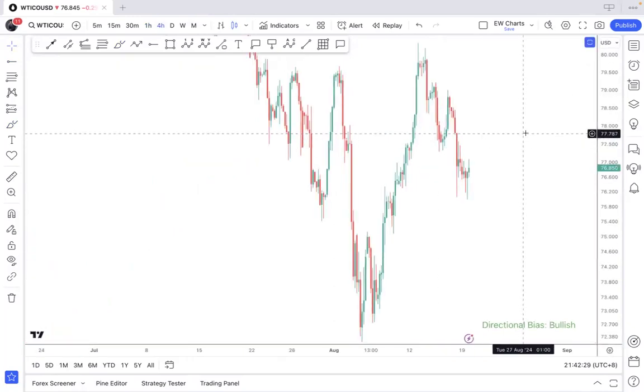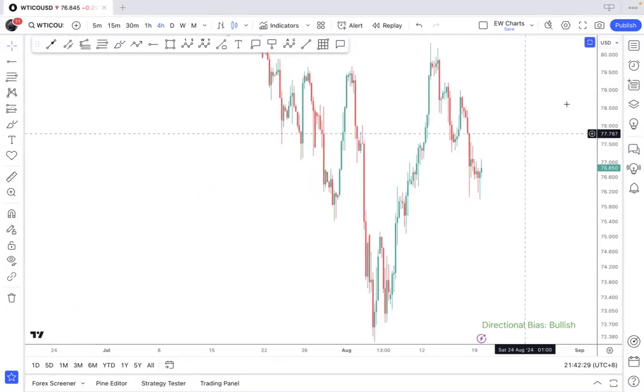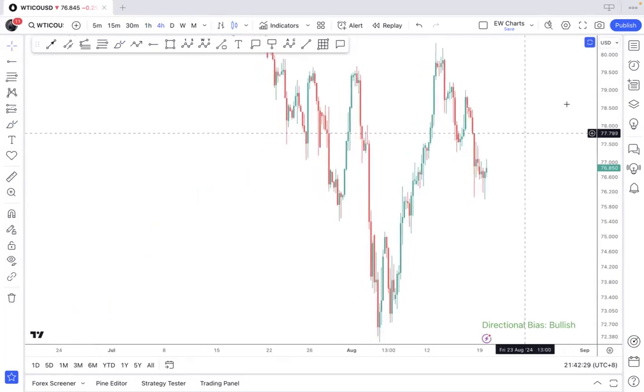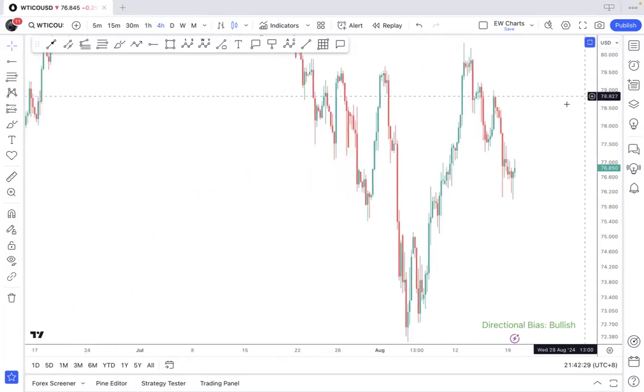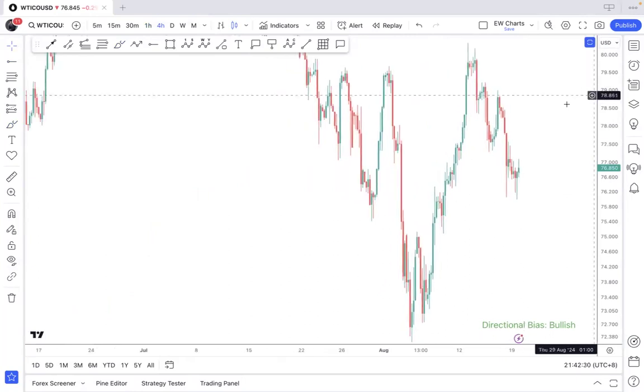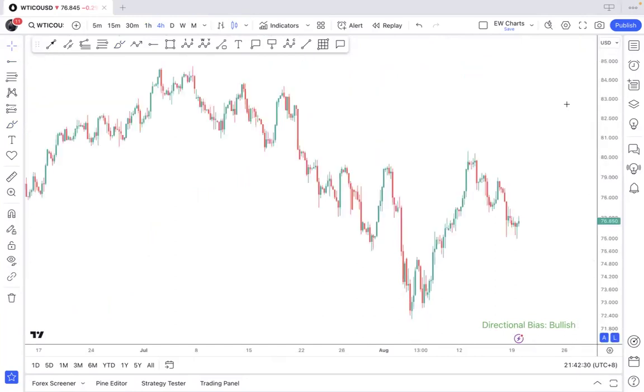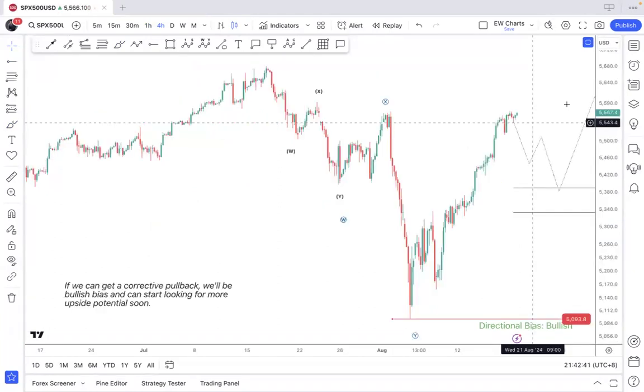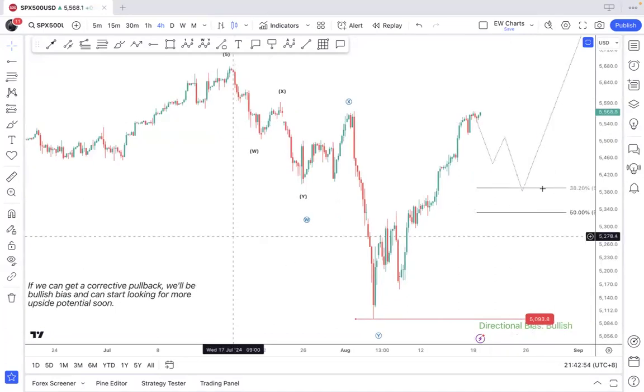If we can get a break above 77.6 next session tomorrow, that will start to have a buy trade opportunity to look for on the upside, right? So crude oil here, definitely you want to keep a close eye on it. Okay, opportunities may be building up pretty soon.